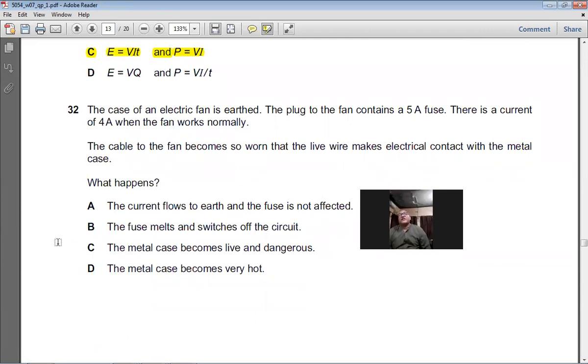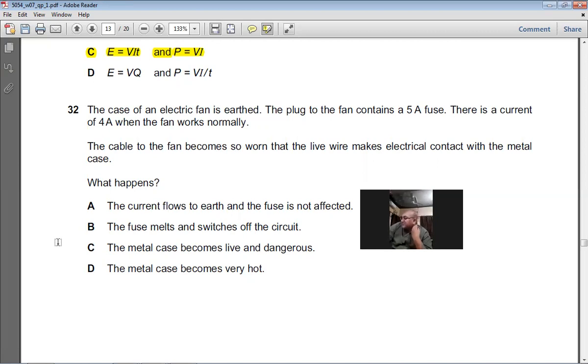The case of an electric fan is earthed. The plug to the fan contains a 5 ampere fuse. There is a current of 4 ampere when the fan works normally. The cable to the fan becomes so worn that the live wire makes electrical contact with the metal case. So what happens? Because the insulation on the wire has broken, the body of that machine is also in contact with the live current. So that live current will go, I mean, there they have connected an earth wire. So through the earth wire, the current will start going into the ground.